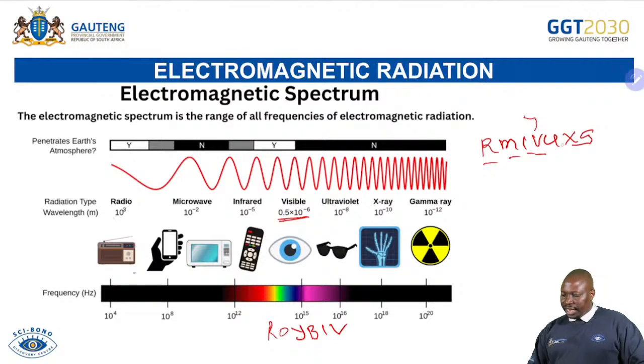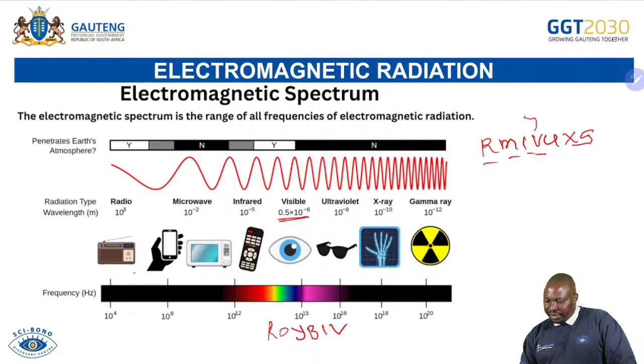Your red to violet, and then we have the UV, ultraviolet light. Then you have your X-ray. When you have bones, you can see that we're using X-ray. Then lastly, we have the gamma rays.